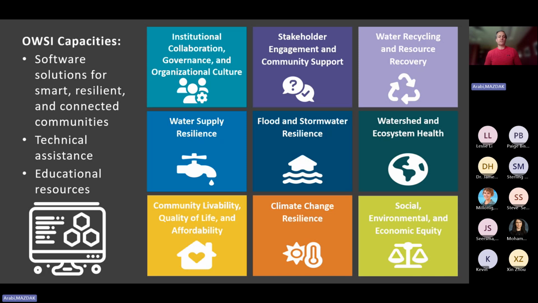But again, as I mentioned, one of the core factors in the One Water paradigm is the integrated approach to urban planning and landscape architecture with water planning and management to improve community livability, quality of life, and affordability, climate resilience, and social, environmental, and economic justice issues that are well documented for this factor.